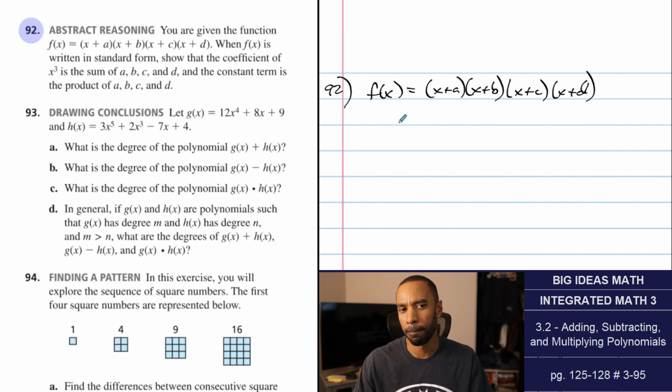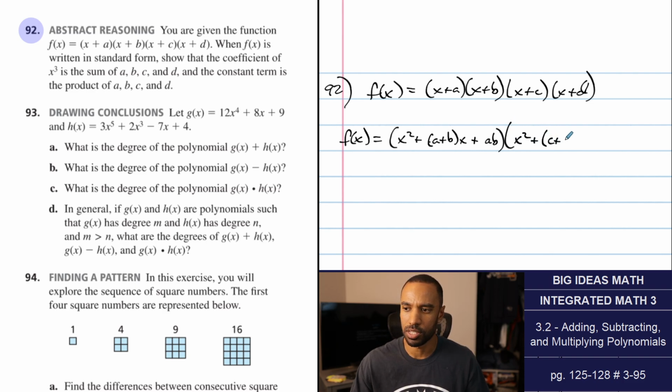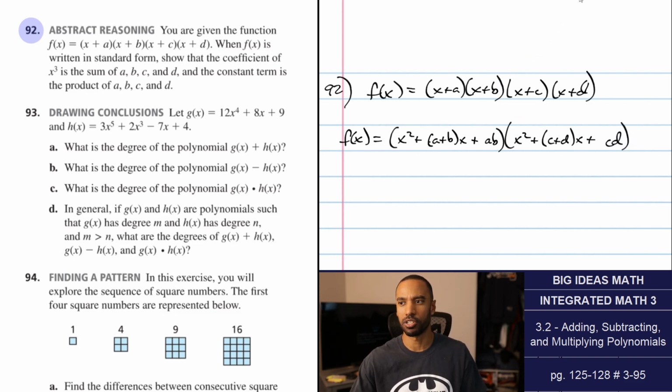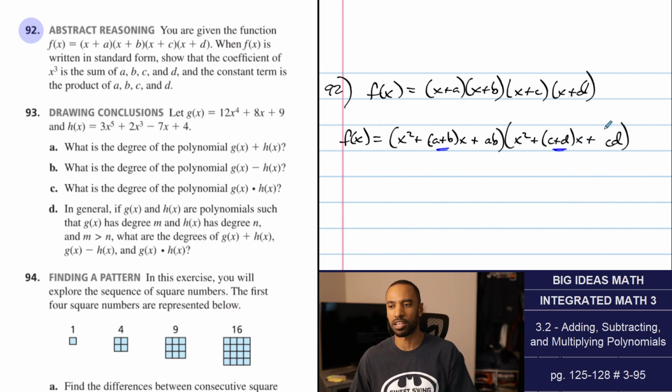But show the coefficient of x cubed is the sum of those. I mean, those are different numbers, so I guess I just got to expand it. All right, so I'm going to do the first two. That's x squared plus (a plus b)x plus ab. And this, okay, so this might be a way to be able to do it. And this is x squared plus (c plus d)x plus cd. I'm doing this here to keep these treated as a single term. This is ax plus bx, and this is cx plus dx.